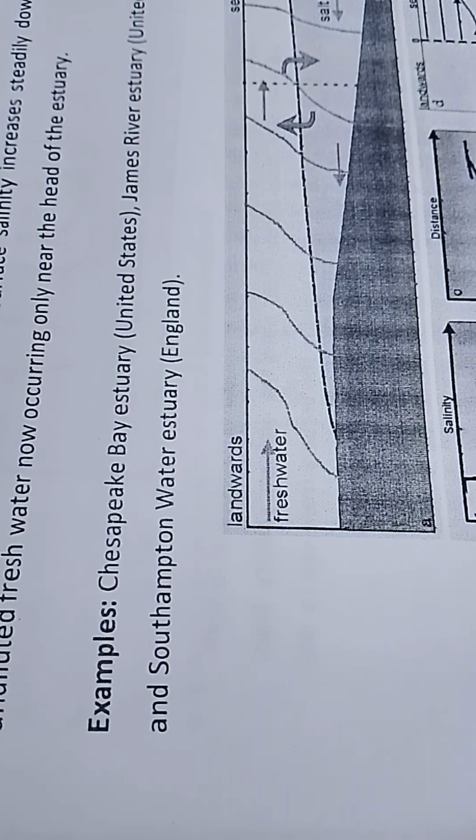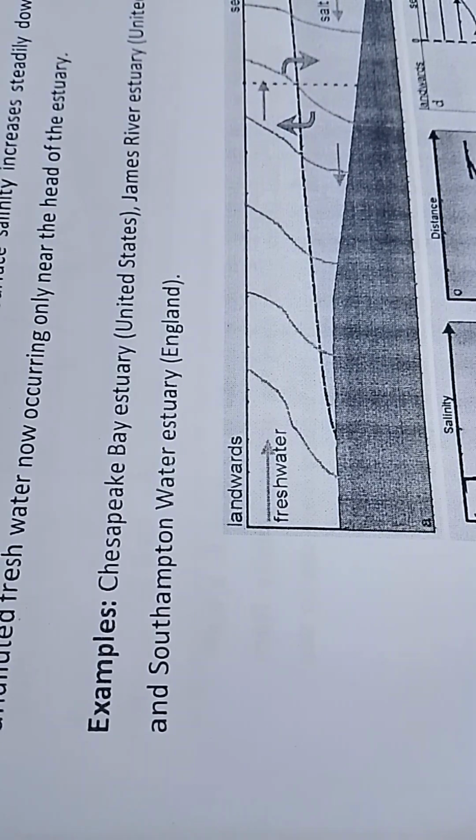the residual flows. The partially mixed or moderately stratified estuary is one where freshwater and tidal inflows are nearly equal. The dominant mixing agent is turbulence and the salinity profile is less steep. The salinity structure is very different from a highly stratified estuary because of the efficient mixing of salt and fresh water. The surface salinity increases steadily down the estuary, with undiluted fresh water now occurring only near the head of the estuary.